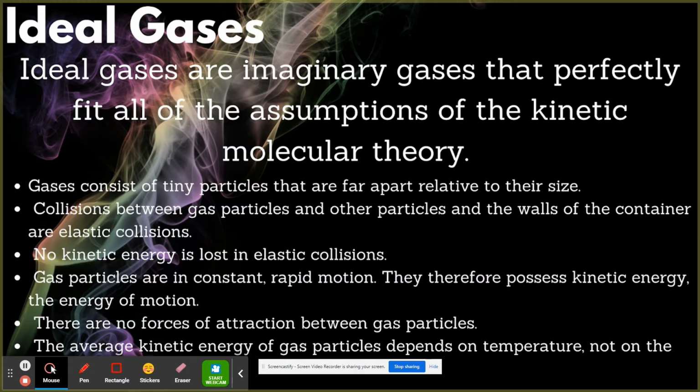Another basic assumption, guys, that we make for ideal gases is that there is no force of attraction between gas particles. What does that mean? Let's say you have gas particle A right there, and gas particle B moving in the opposite direction, and they hit one another. They're just going to bounce off one another.